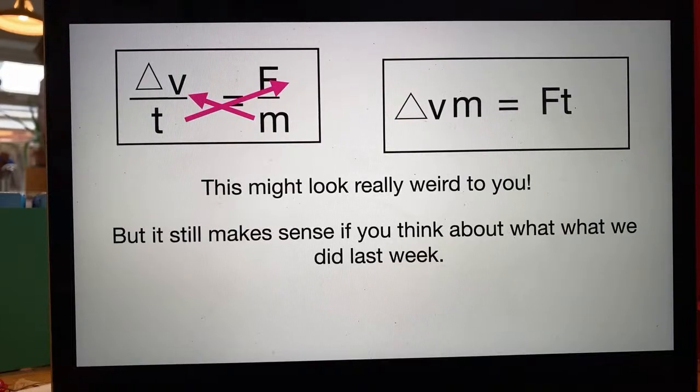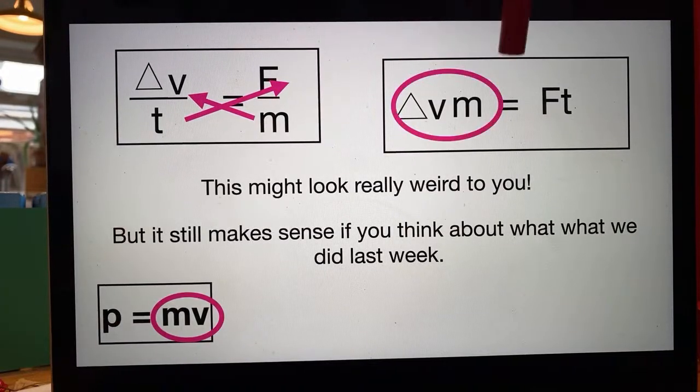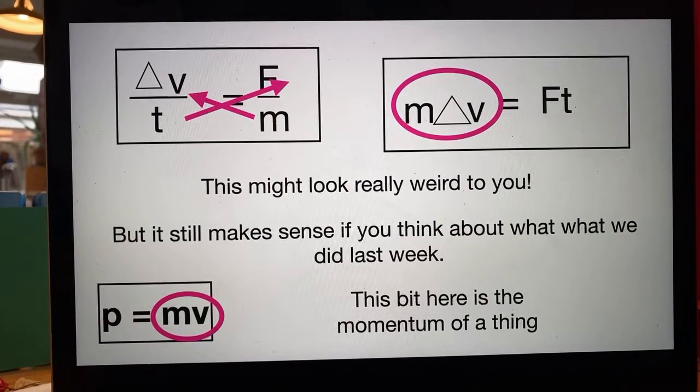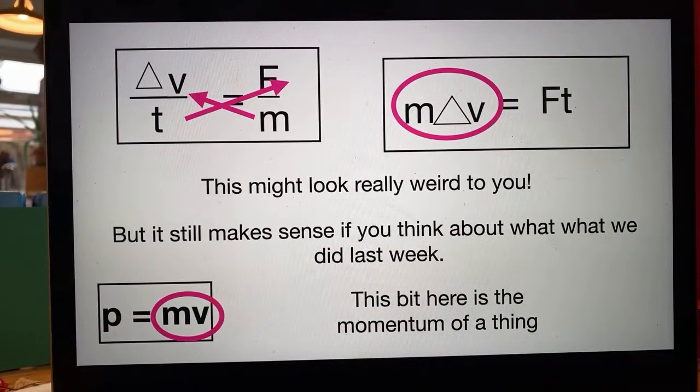This might look super weird, but it does still make sense if you think about what we were doing last week, okay? We learned about momentum last week. Momentum is mass times velocity. And look, we've got mass times velocity up here. So this is just momentum here. In fact, let's just change that round to make it look nicer. Look. Mass times change in velocity, that's momentum, equals ft.